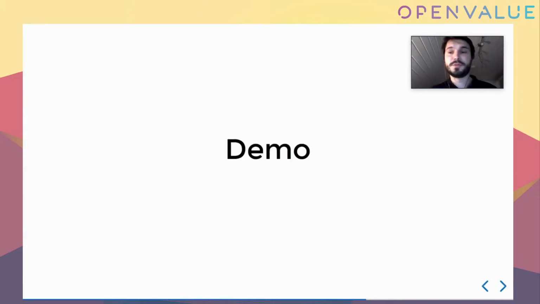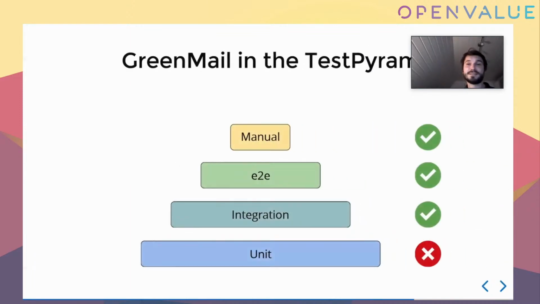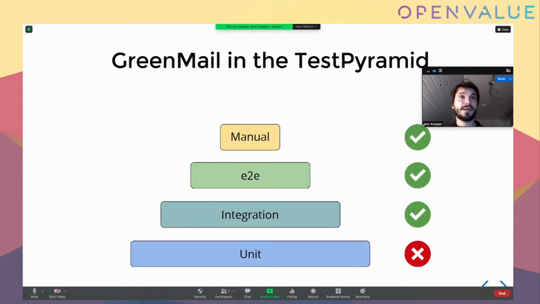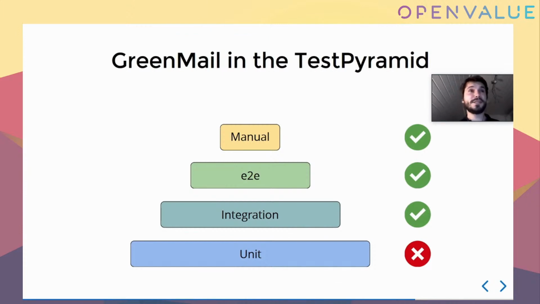So we get back to the slides, and let's sum up what we just saw by using GreenMail. We saw some examples for manual and integration testing, also UI end-to-end testing. Unit testing with GreenMail is not possible because GreenMail is not intended to do that. But in the best case, you already have some tests which are in email context, which are covered by unit tests.